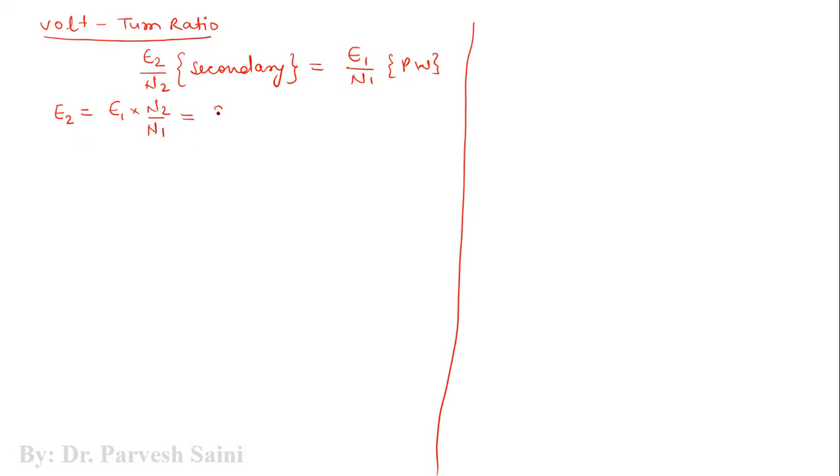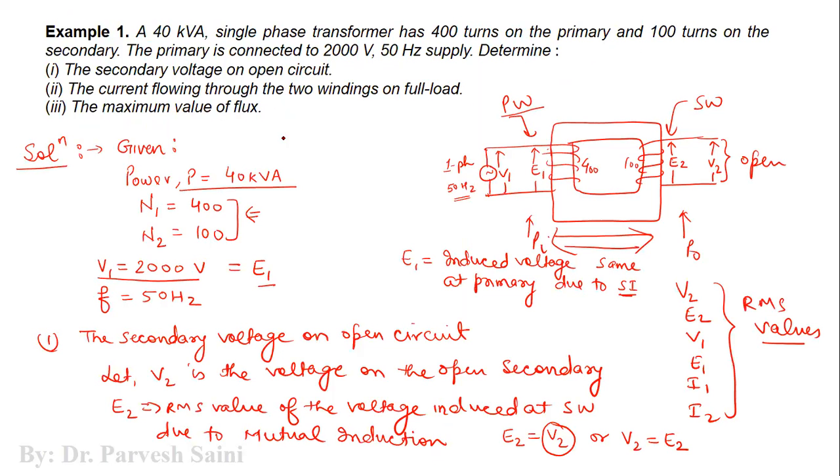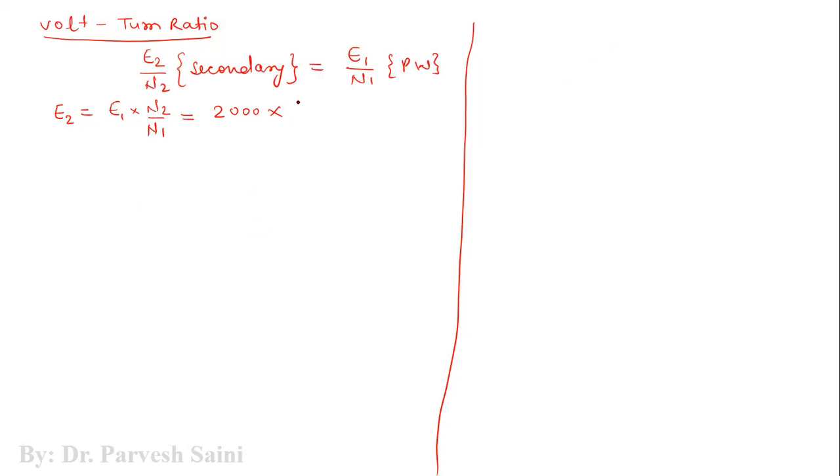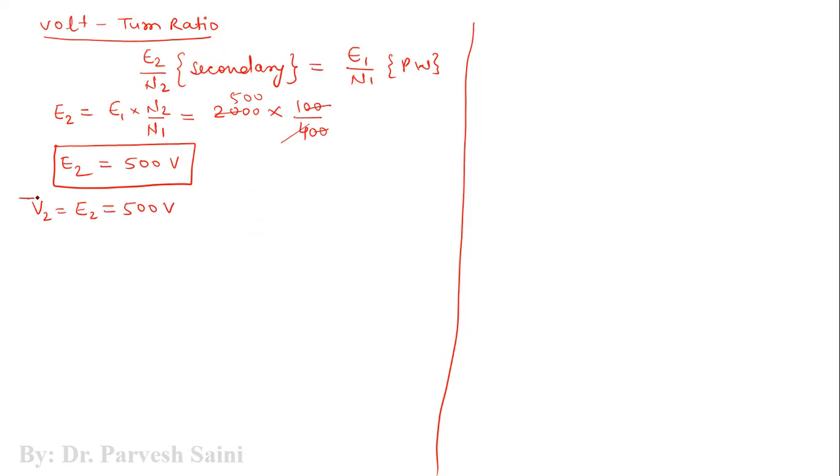So we'll put the values here. This is 2000 volt into N2 is 100 and N1 is 400. So 100 divided by 400. So the value of E2 will be equal to, this is cancelled out. So this is, now this is equal to 500 volt. So this is the value of E2. Now because we have assumed that V2 is equal to E2, so V2 is equal to 500 volt. This is the answer for the first part of the numerical.